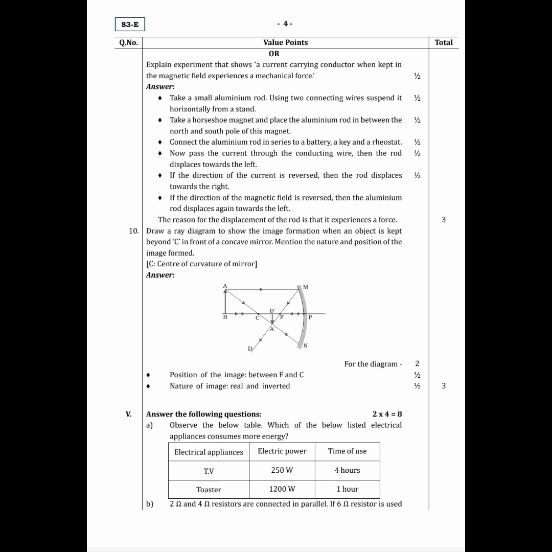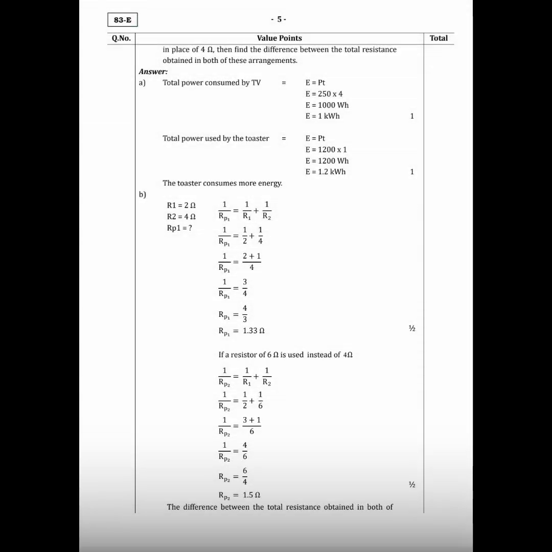Sub question B. 2 ohm and 4 ohm resistors are connected in parallel. If a 6 ohm resistor is used in place of the 4 ohm resistor, then find the difference between the total resistance obtained in both of these arrangements. Answer for A. Total energy consumed by TV is P into T, 250 into 4 equals 1000 watt hour, which is equal to 1 kilowatt hour. Total energy used by the toaster is 1200 into 1, 1200 watt hour, which is equal to 1.2 kilowatt hour. Compared to TV, the toaster consumes more energy.